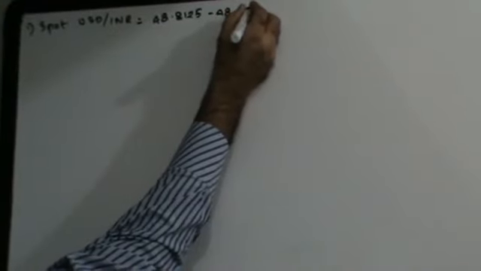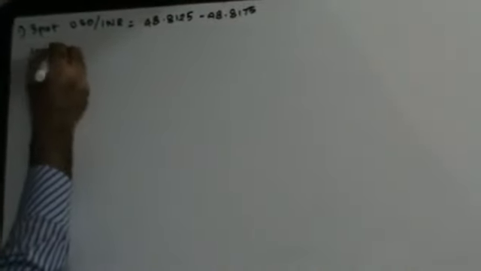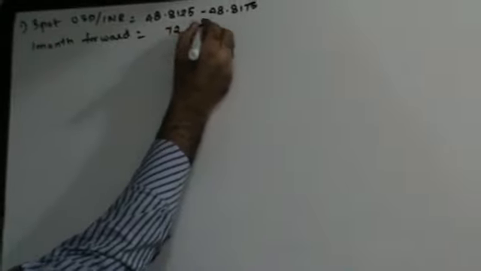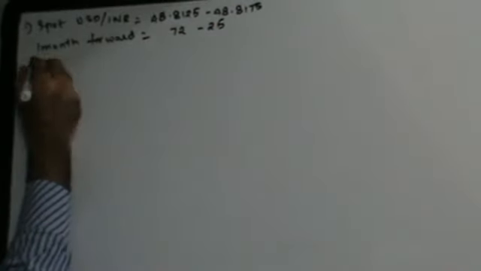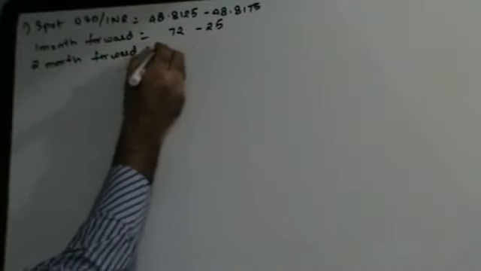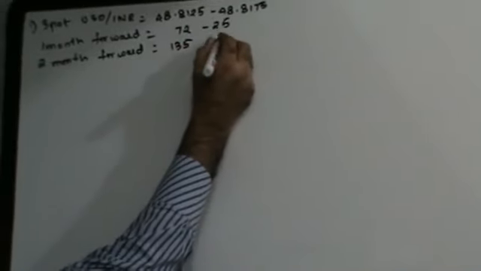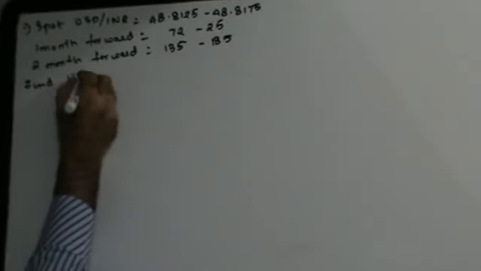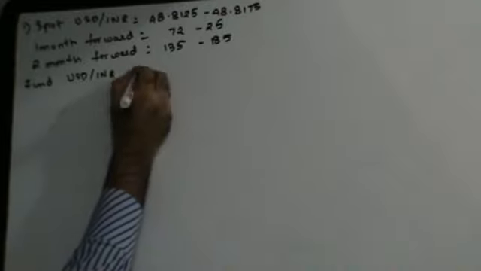Let's assume that spot USD INR is 48.8125, 48.8175. 1 month forward is 75.25. So they've given you the swap points. 2 months forward is given to you as 135 and 185. You have to find USD INR 40 days forward.